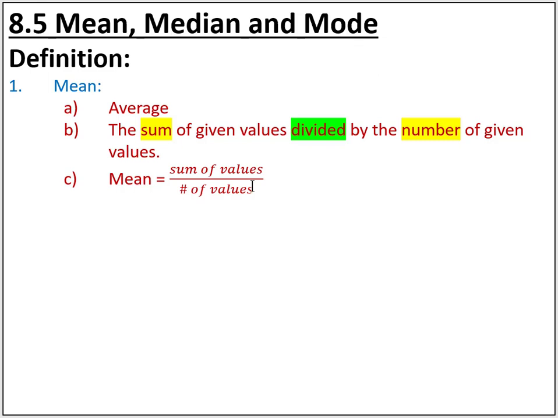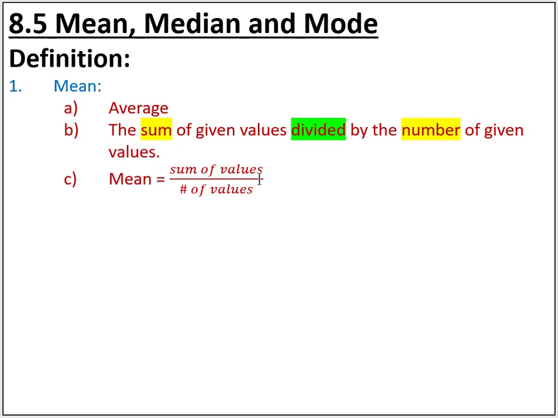Now if you were given 9 values or 9 numbers, to find the mean, you first add up all the 9 numbers and find the total or the sum. Then you divide it by the number of values. In this case, you would divide by 9 because you were given 9 values or 9 numbers in the problem.